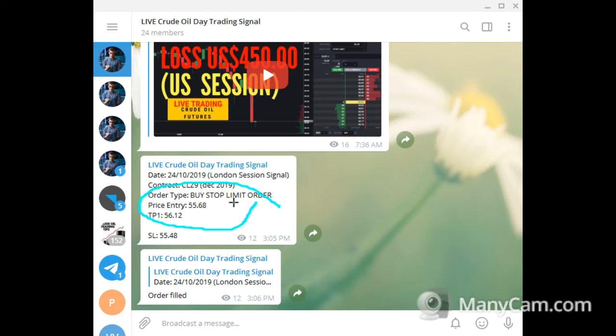The TP target is 56.12, which should be around 52 ticks, and the stop loss is 48, so should be around minus 20 ticks on the losses. So that's the target price level for today. So let's wait.